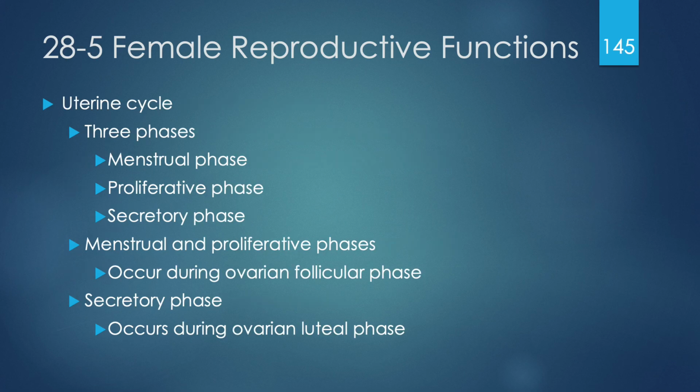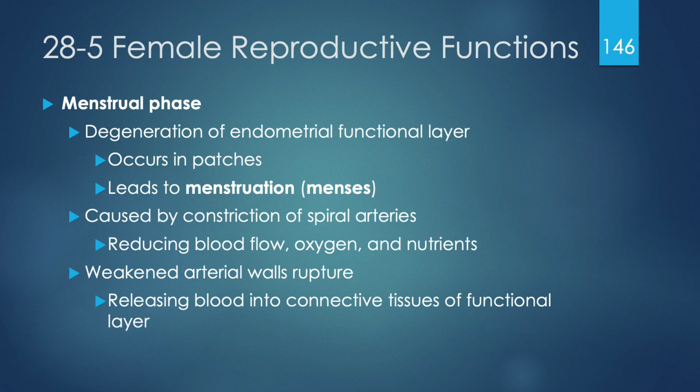The uterine cycle is broken into three phases: the menstrual phase, the proliferative phase, and the secretory phase. So the menstrual and the proliferative phases will occur during the ovarian follicular phase, and the secretory phase coincides with the ovarian luteal phase. During the menstrual phase, the endometrial functional layer, not the basal layer, will degenerate. This occurs in a patchy format, which leads to menstruation, or menses.